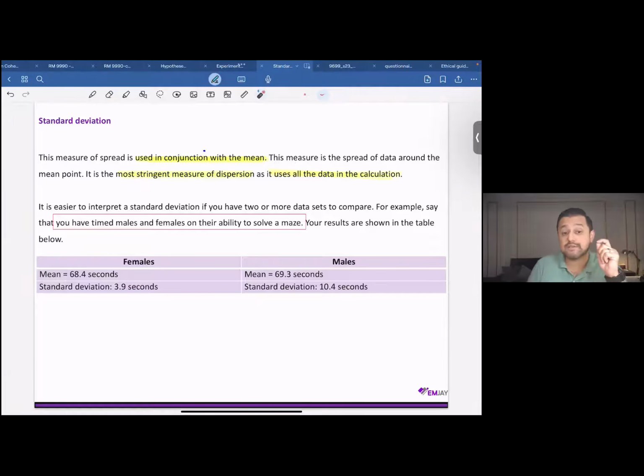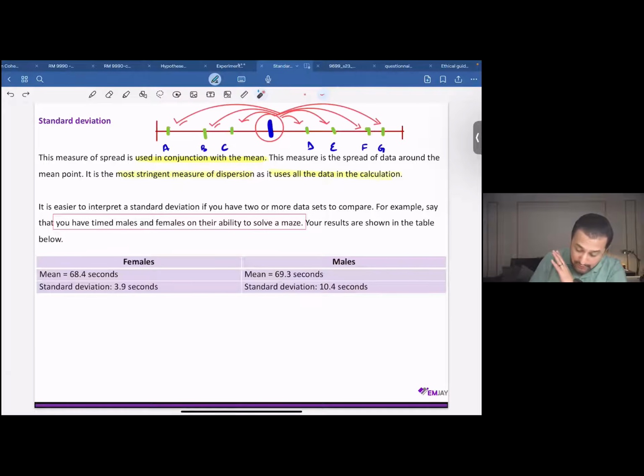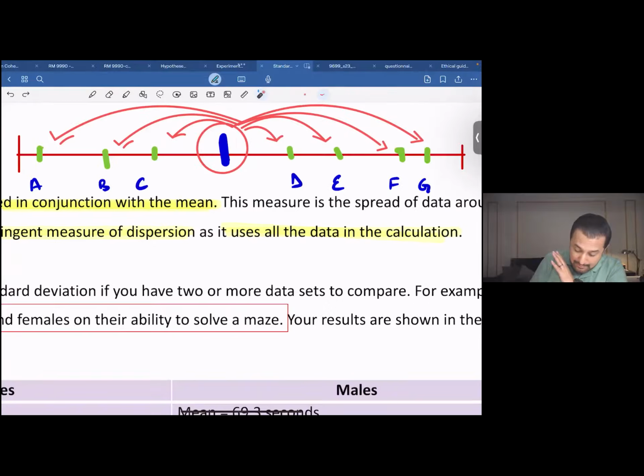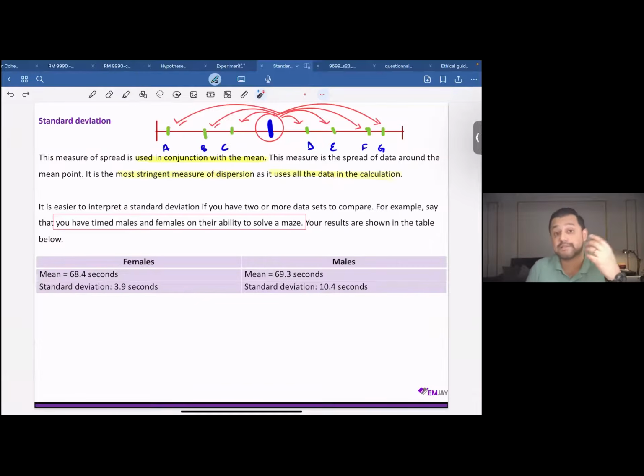Now, standard deviation is the measure of spread that is used in conjunction with the mean. This measures the spread of data. Remember, standard deviation comes under the heading of measure of spread, right? The spread of data around the mean point. Now, have a look at this again. This is the mean point. How spread out the data is from the mean point is your measure of, is standard deviation.